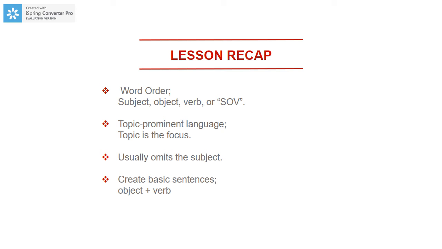Well done! Let's wrap up this lesson by recapping what we've learned. In this lesson, you learned that Japanese sentences are formed using a subject, object, verb, or SOV word order. The most important aspect of Japanese sentences is not the subject of the sentence, but the topic. Most sentences spoken in Japanese will not actually contain a subject, especially if that subject is obvious, like when it's yourself, the speaker. And lastly, you can create basic sentences in Japanese by putting the object first and the verb last.